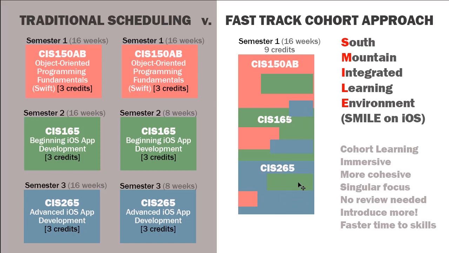By the time we get down to the end of the semester, we're going to focus on the CS 265, but we're still going to bring in some things maybe from the first course and the second course in those last 5 weeks. So this is cohort learning.